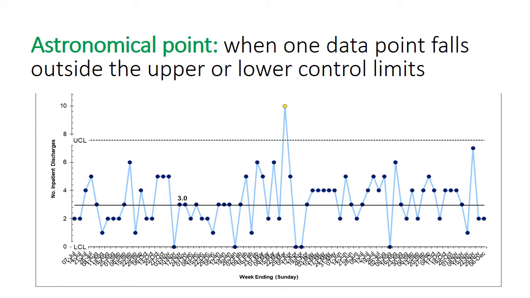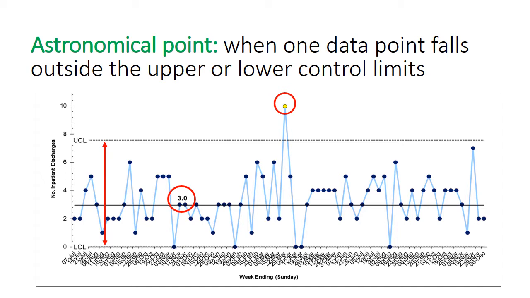Here is an SPC chart showing the number of weekly discharges from one of our acute wards. The mean number of discharges is 3 per week. Normal variation falls between the upper control limit of 7 discharges and the lower control limit of none. Here we can see an astronomical point of 10 discharges in 1 week. So this encourages us to wonder what happened at the end of March to have this impact on the number of ward discharges.